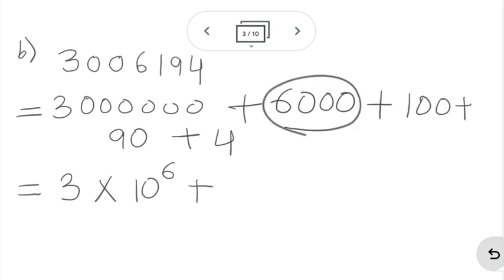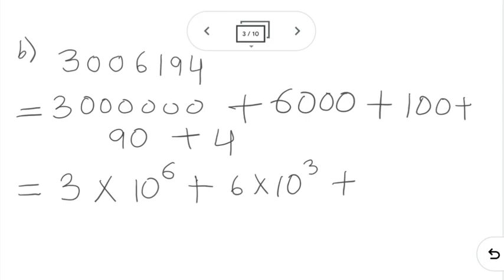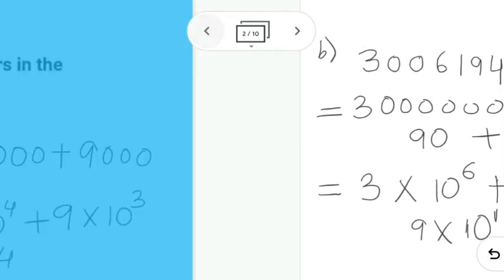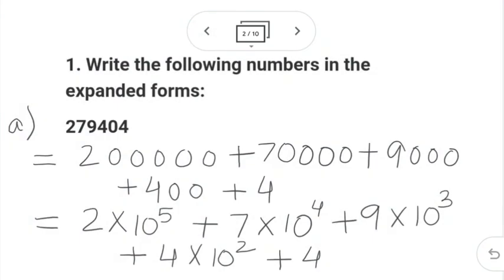Similarly, this number can be written as 6 into 10 raised to power 3 plus this number can be written as 1 into 10 raised to power 2 plus this can be written as 9 into, there is only one zero, so 10 raised to power 1 plus this will be simply written as 4. So this is how we can represent this number in the exponential form. So in this first question of this exercise, we have learned how we can write the numbers in their expanded form.